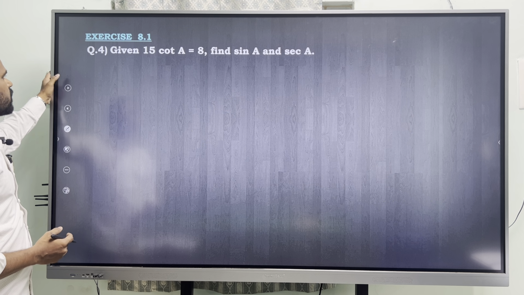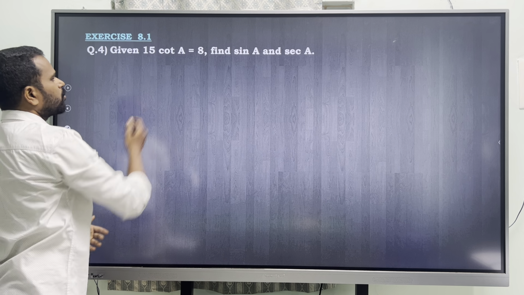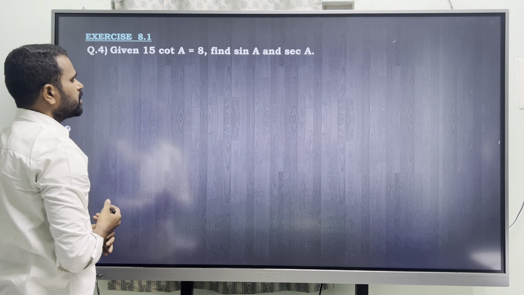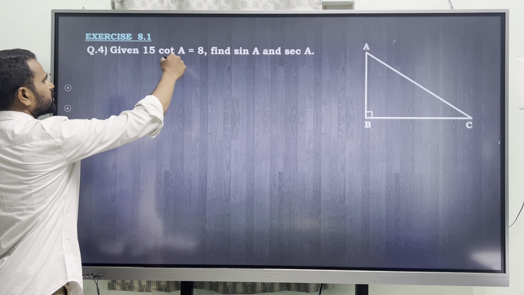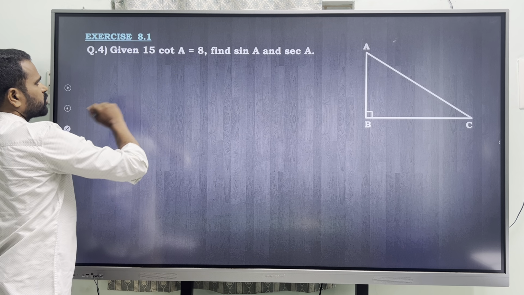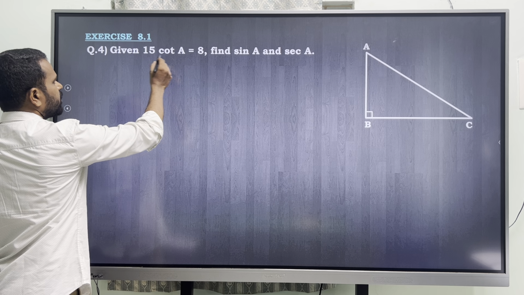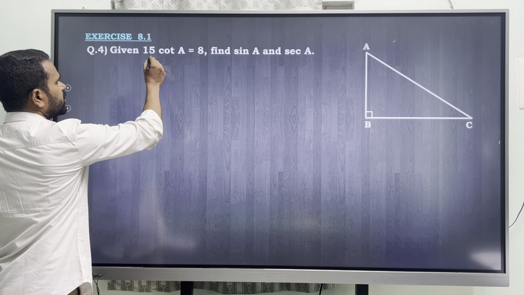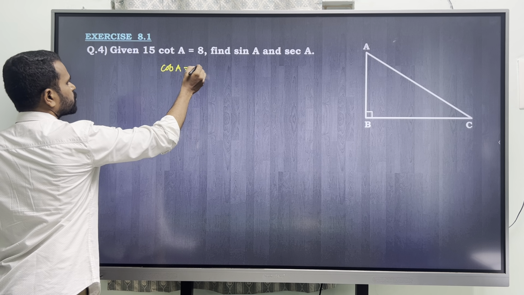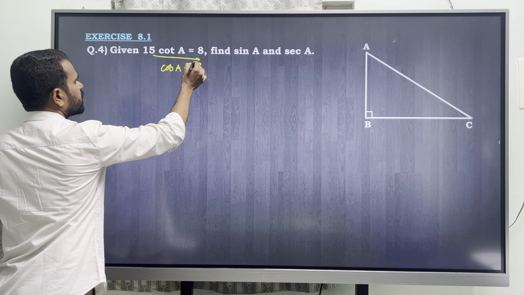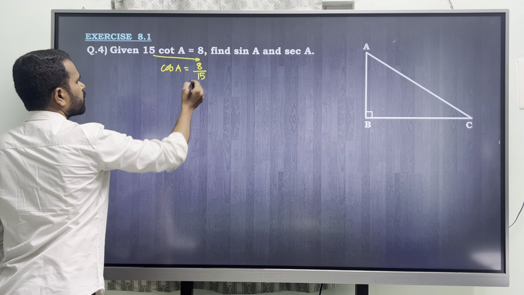So what is the next thing given? Given 15 cot A equal to 8, find sin A and secant A. See here, let us rearrange this one first of all. 15 cot A is 8. So send this 15 to that side. So what happens? Cot A is equal to 8 upon 15. If you send this side, it becomes 8 by 15.